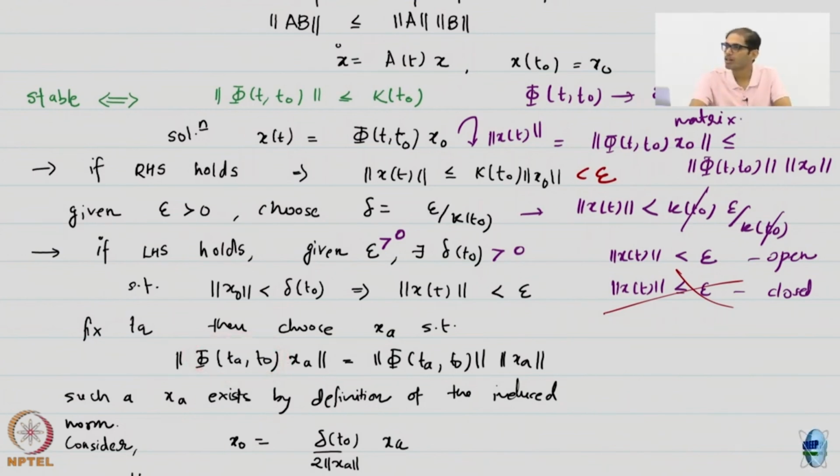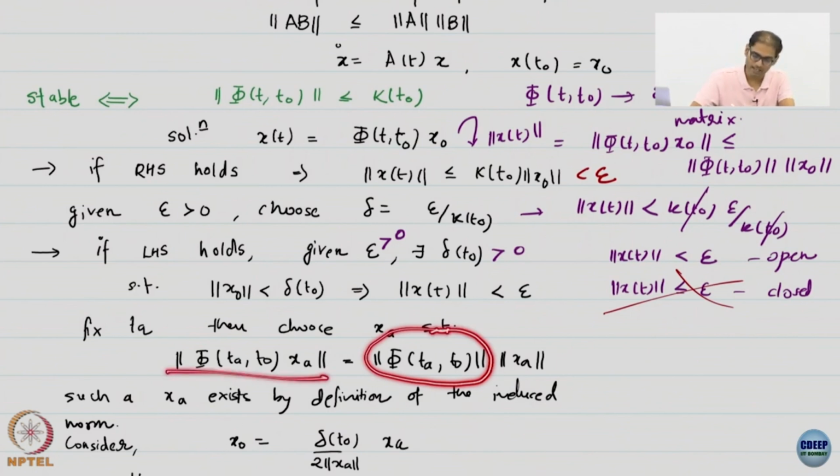Then what is my claim? This is actually a claim in a sense. I am saying I choose an XA such that the norm of this matrix, what would be the norm of this matrix? By definition, what would it be? Supremum of this guy divided by this guy over all possible x.